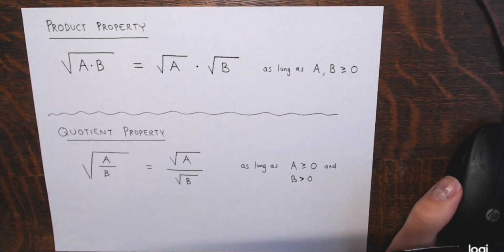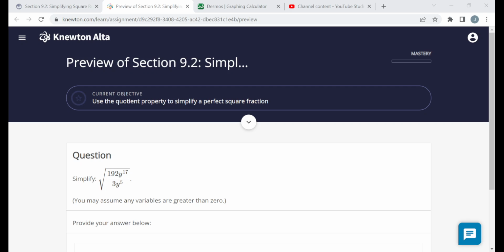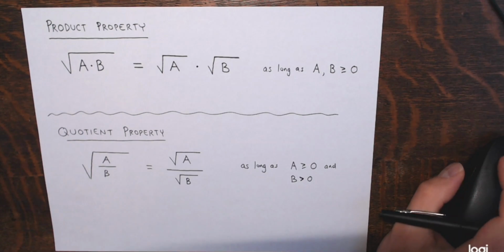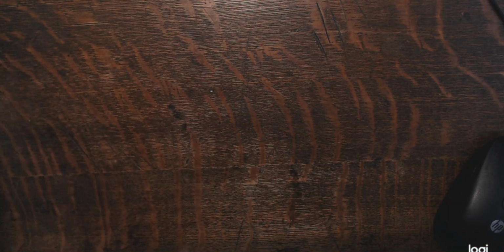Alright, so in the first example I'm given, we're asked to use the quotient property to simplify a perfect square fraction. So some perfect square, something that can be written to the second power. That's what a perfect square was, right? Something that can be written to the second power nicely is going to result from this fraction here, as we'll see. So I'm going to write out this problem.